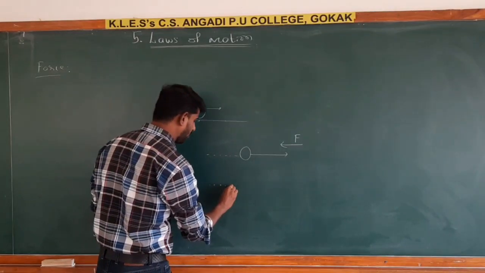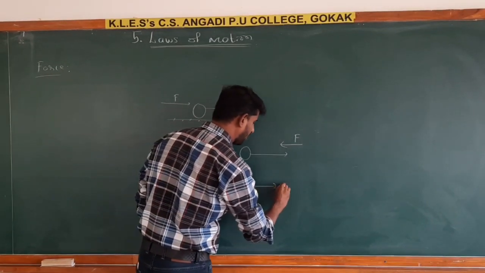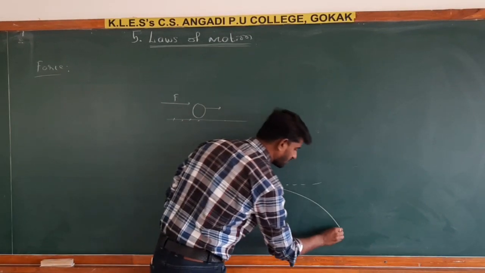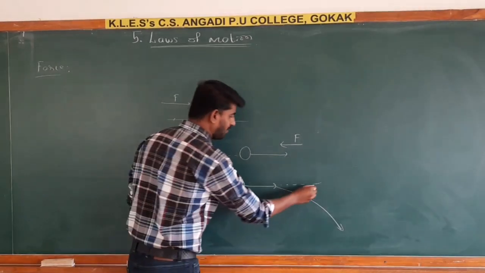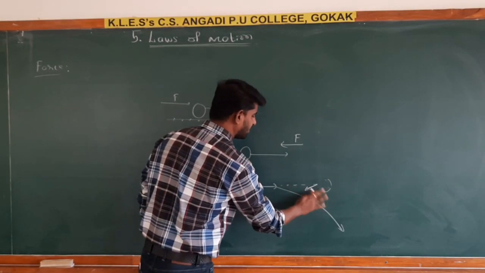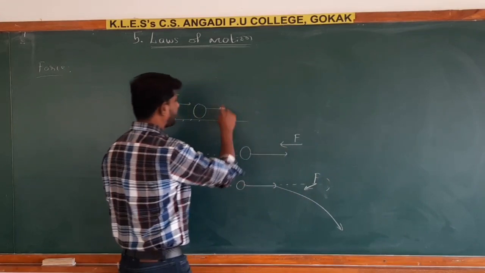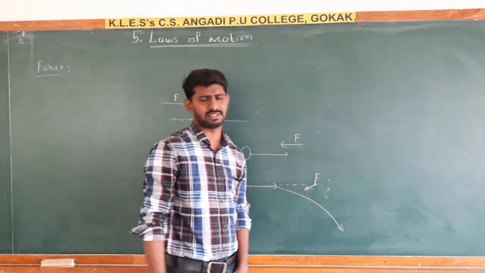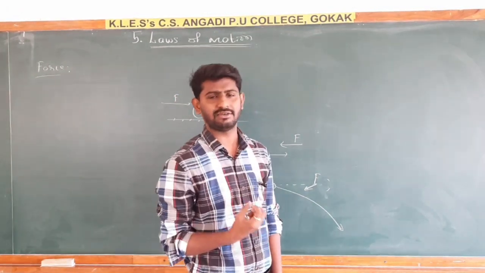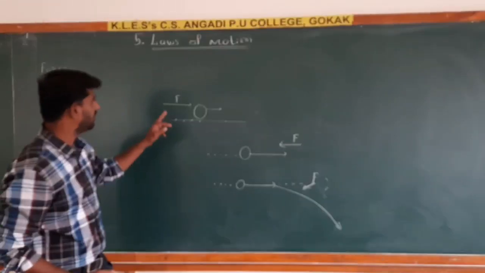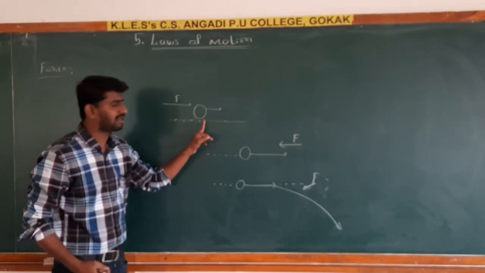One more thing: suppose the body is moving in a particular direction and I want to change its direction. Again, we need an external agency. This external agent is called the force. Then how do we define force? Force is an external agent that causes motion in a rest body.